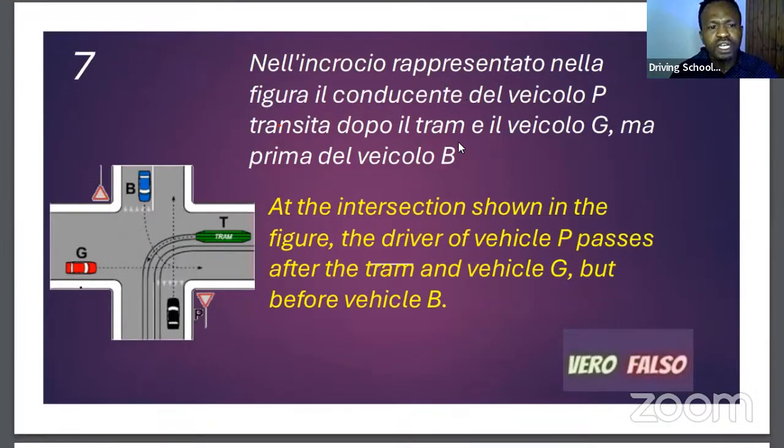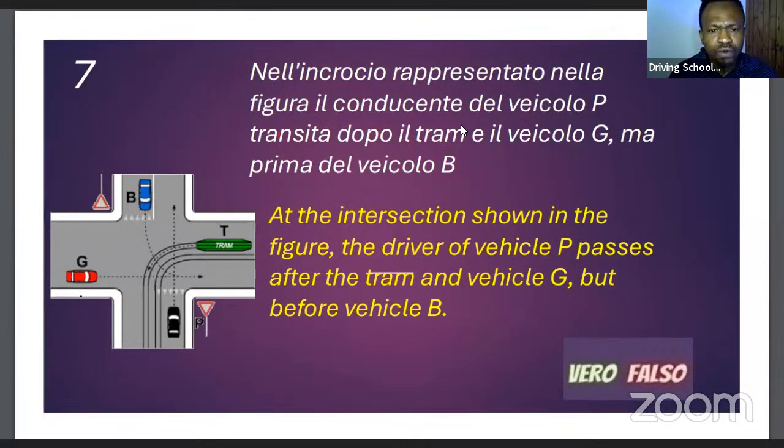Question number 7 says, nell'incrocio rappresentato nella figura, il conducente del veicolo P transita dopo il tram e il veicolo G, ma prima del veicolo B. At the intersection shown in the figure, the driver of vehicle P passes after the tram and vehicle G, but before vehicle B. What is our response to question number 7?